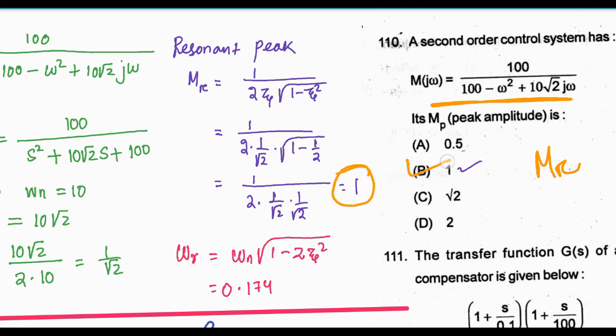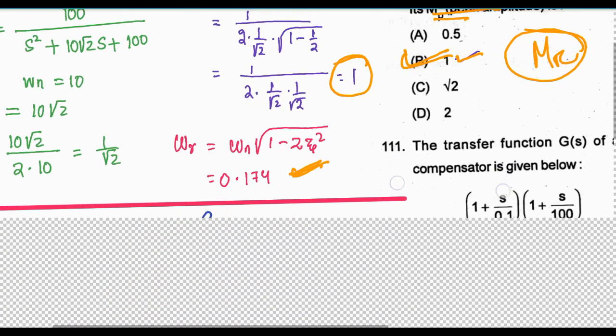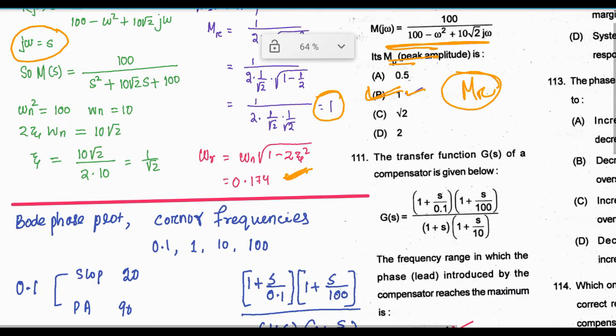Finally this will be 1. So the second-order system's resonant peak is equal to 1. This is resonant peak Mr. If asked for the resonant frequency, it will be omega n into the square root of 1 minus 2 zeta square. This is the formula. This is not being asked here, but this will be 0.174.